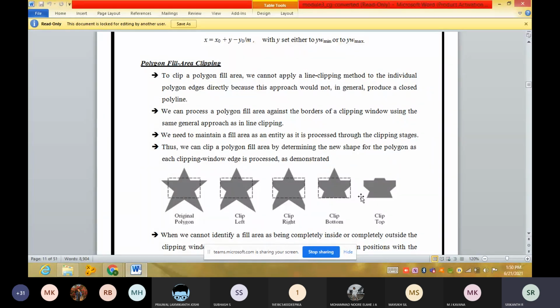Go through this, guys. We have the original polygon, the star shape, for which some part of the geometric object is lying inside the window and some part is lying outside the window. What we need to do is get the geometric object which is lying inside the window. First we do left clipping, next right clipping, next bottom clipping, next top clipping. And this will be the output we get, which is lying inside the window.